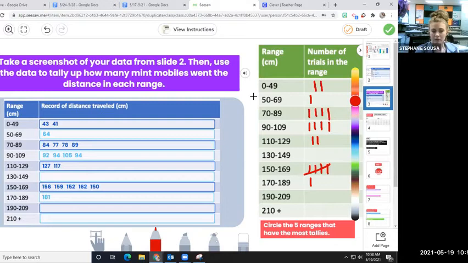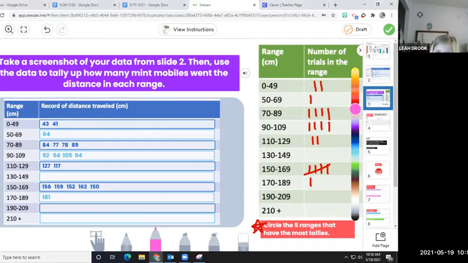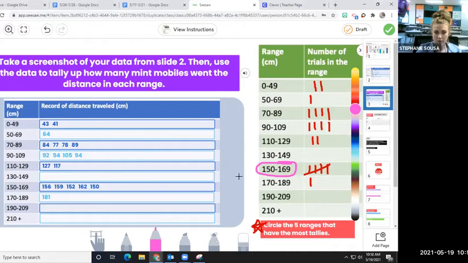All right. This direction down here is different than what we've seen. It says circle the 5 ranges that have the most tallies. I want to hear from you guys. Which range had the most cars in it? Which one had the most? Leah. 150 through 169. Excellent. This is our most popular range. Go ahead and circle 150 to 169.